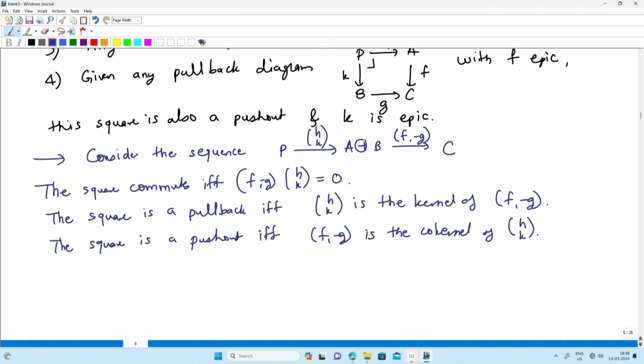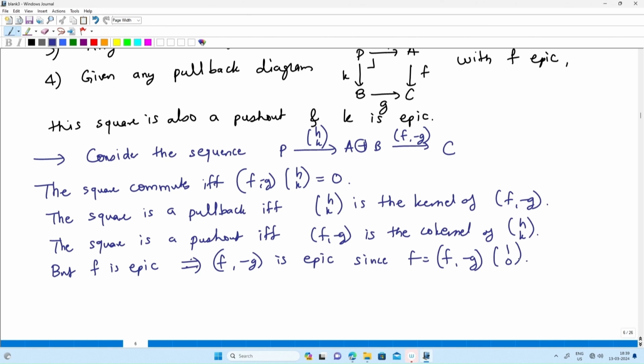But what is given? F is epi. Okay, so therefore it implies that (F comma minus G) is epic, since F can be written as (F comma minus G) composed with (1 comma 0). Yeah, and a very basic elementary exercise is that the second factor of an epimorphism is always an epimorphism. So therefore it is an epimorphism.